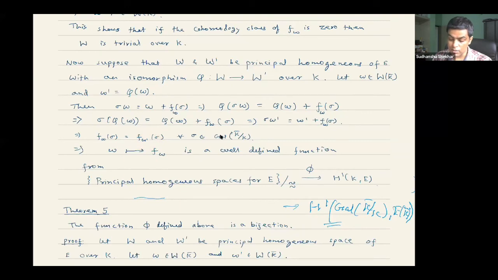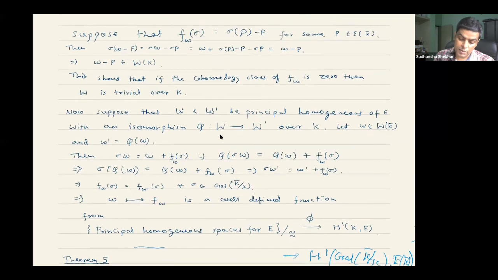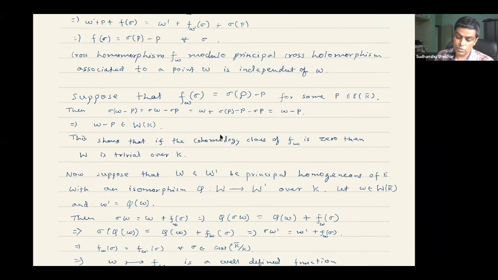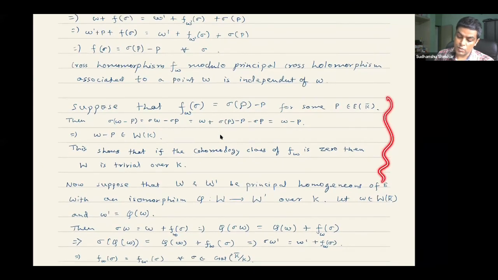So this map is actually well defined. We have not yet shown injectivity, but at least what we have noticed is that the element which goes to 0 is precisely the trivial principal homogeneous space.